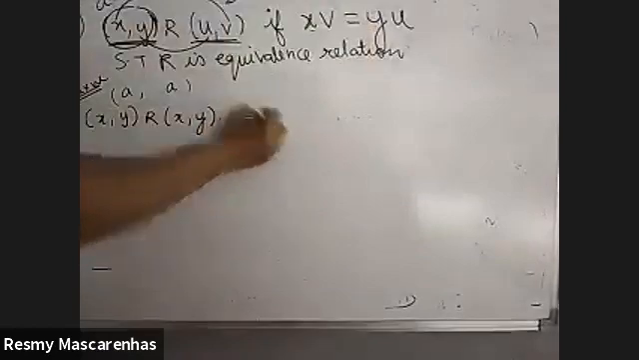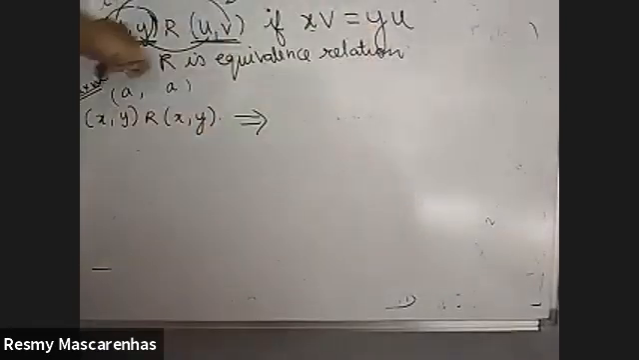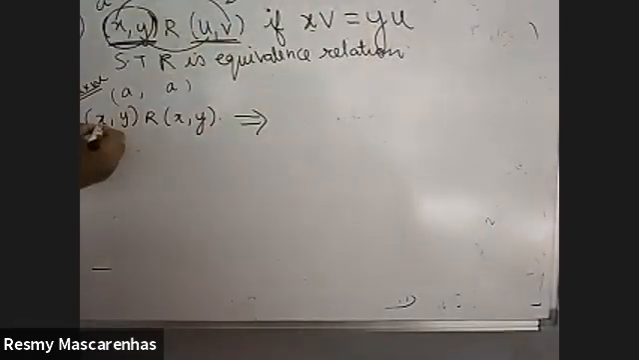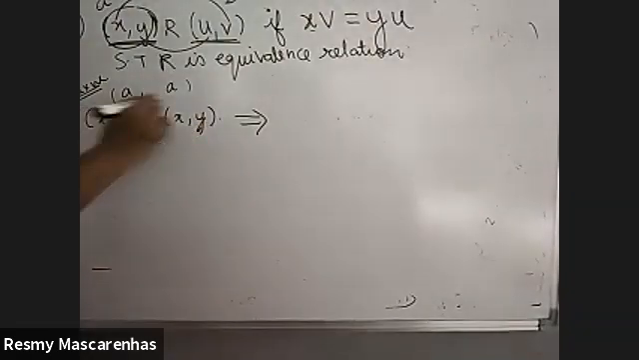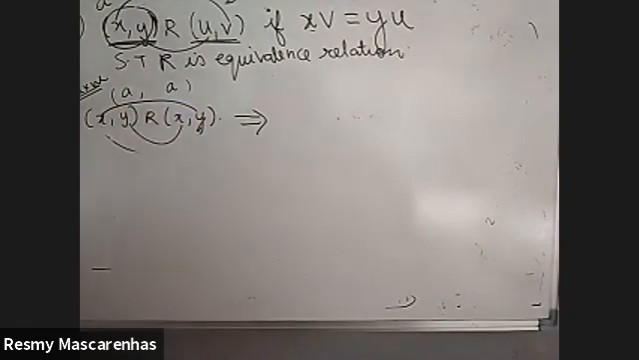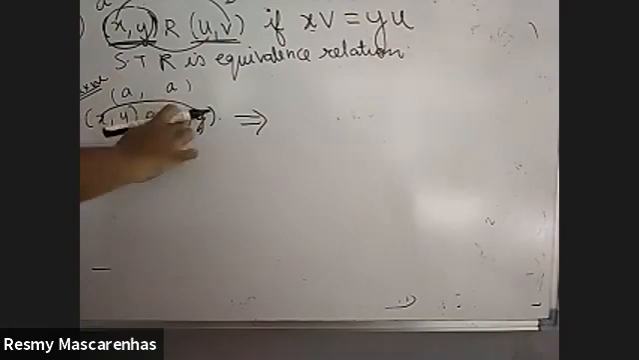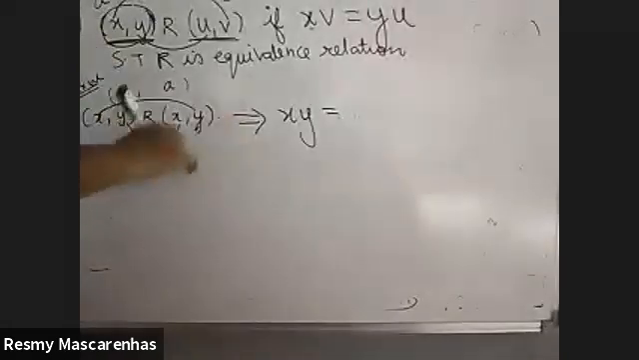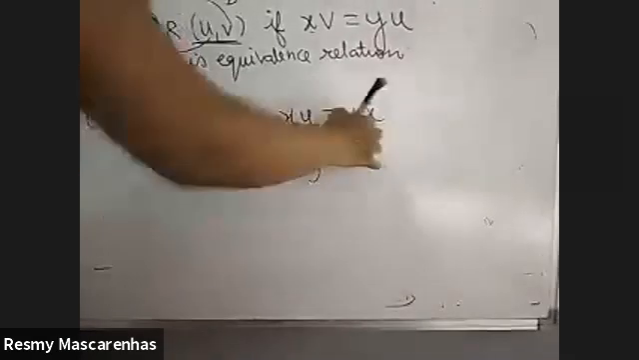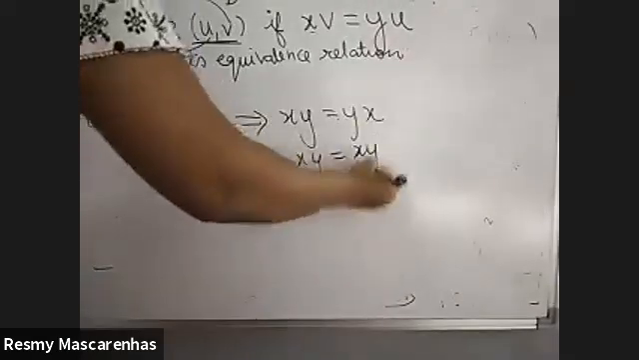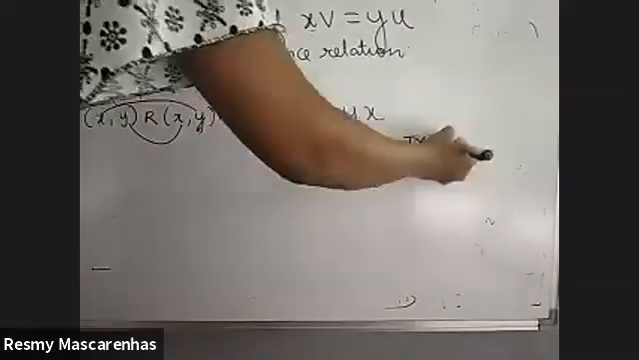So what you will get, how they are related, I told you. First and the last, okay? First and the last, second. So according to that relation, what you will get? X into Y will be equal to Y into X. So is it equal? Yes. So it is true.